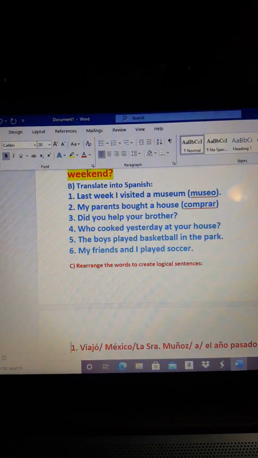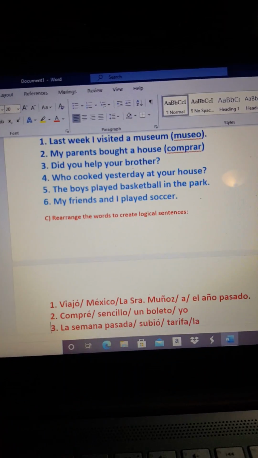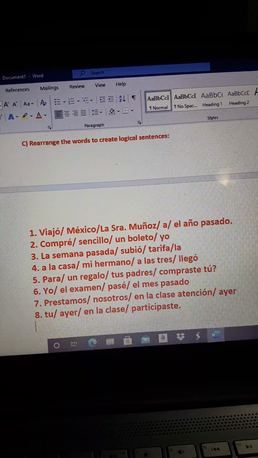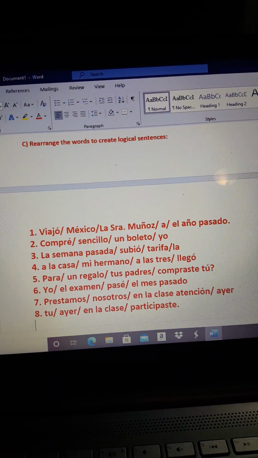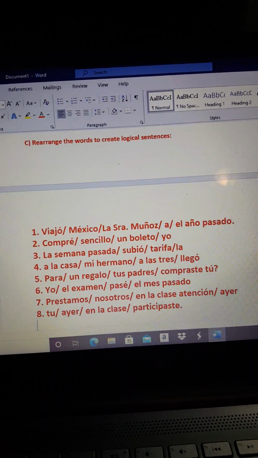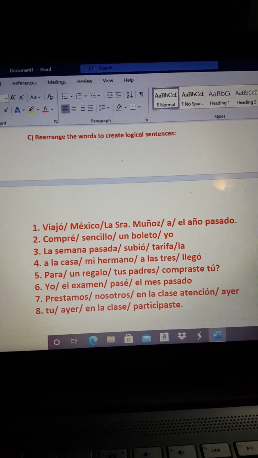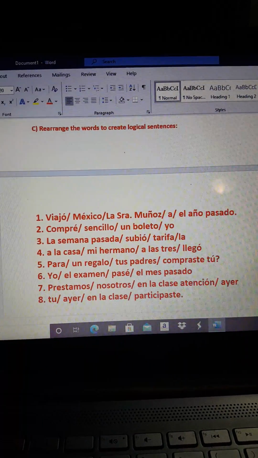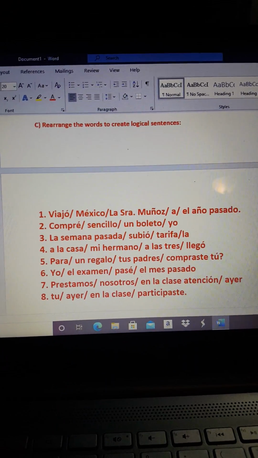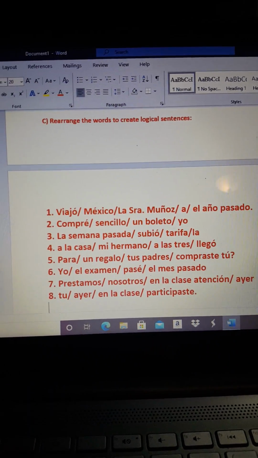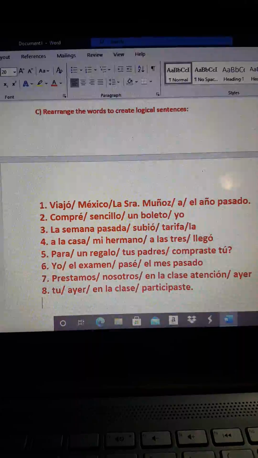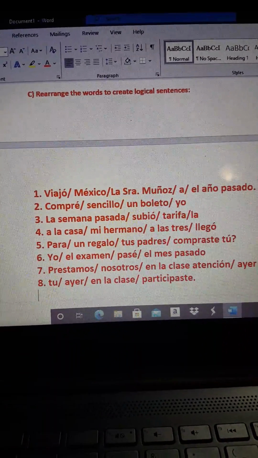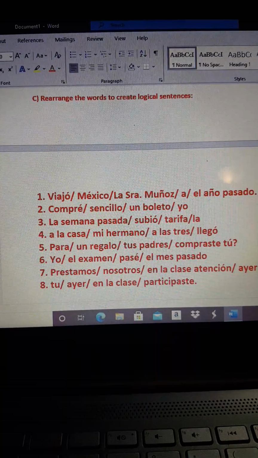And the next exercise that you could also use is what we call error analysis. Actually, it's not error analysis, it's a syntactical analysis, where the students have to know where to place the words. They have to put the words in the right order in order for the sentence to make sense. If you look at the first sentence, for example: viajó México la señora Muñoz el año pasado.